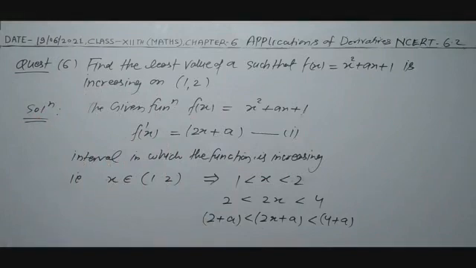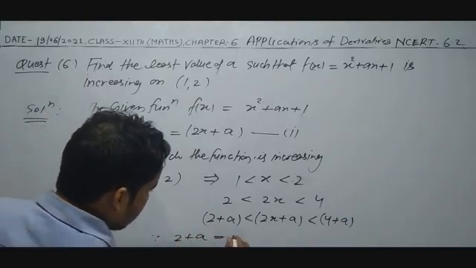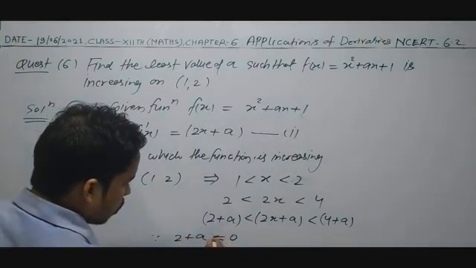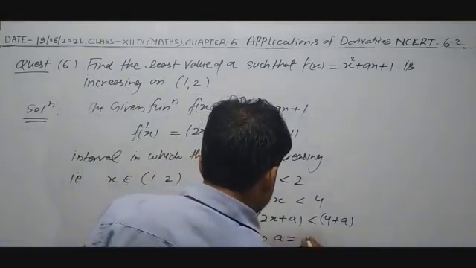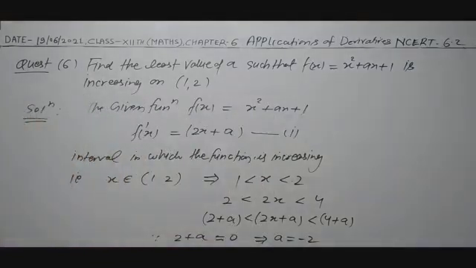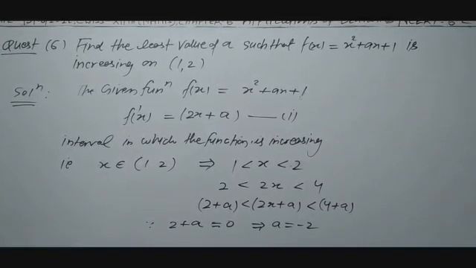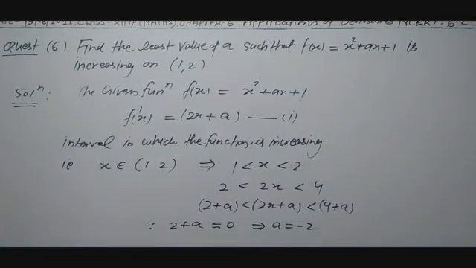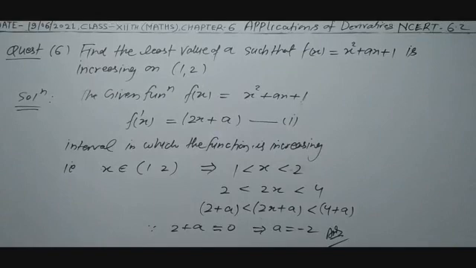Since 2 plus a you will equate to 0, to get least value of a, this implies a is equal to minus 2. So a is equal to minus 2 is the value at which the function is increasing. A is equal to minus 2 is the value for which the function is increasing. Now come to the next question.